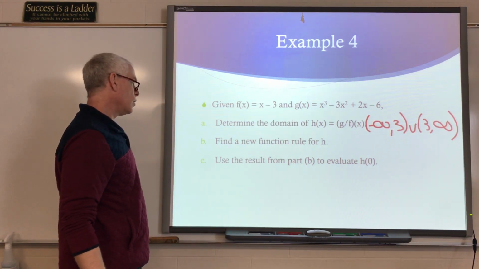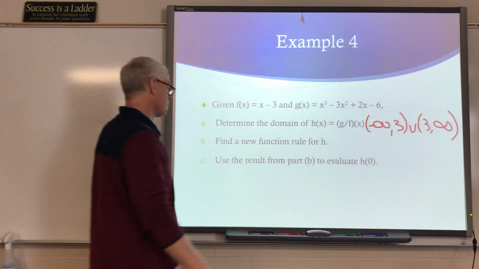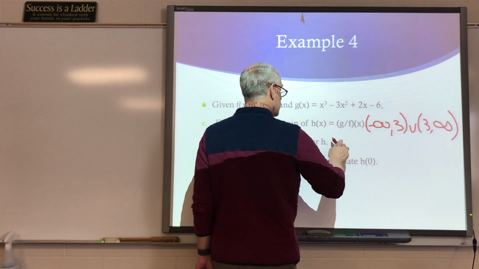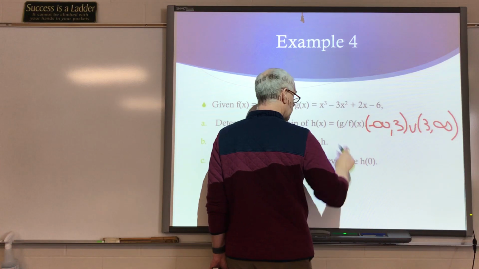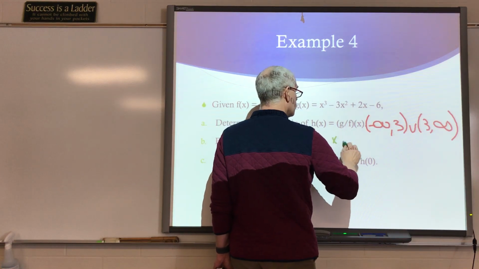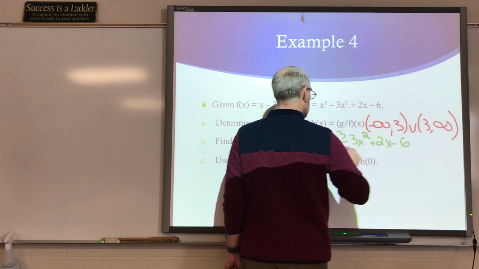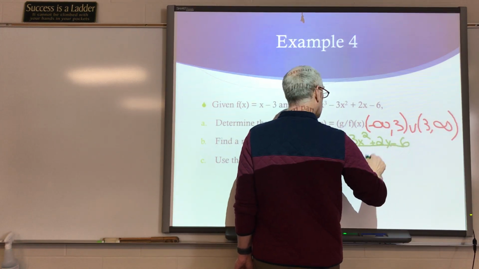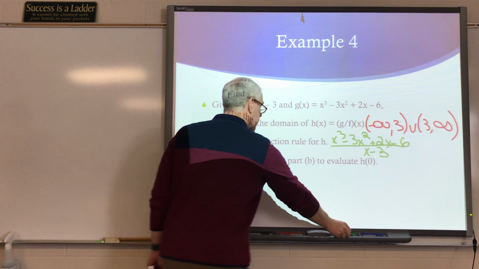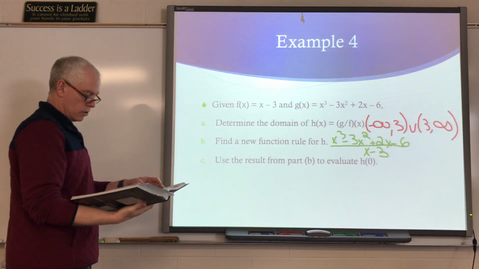So find a new function rule for h. Okay, g of x, which is x cubed minus 3x squared plus 2x minus 6, all over x minus 3. Okay, so I've got a new rule for that.